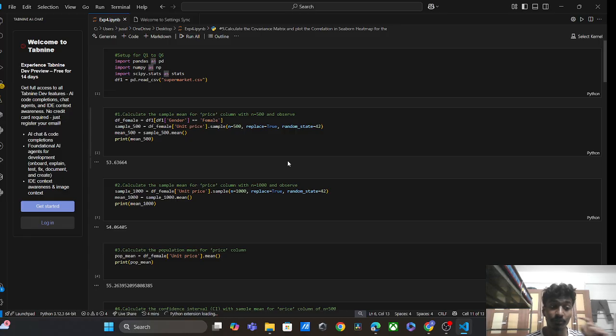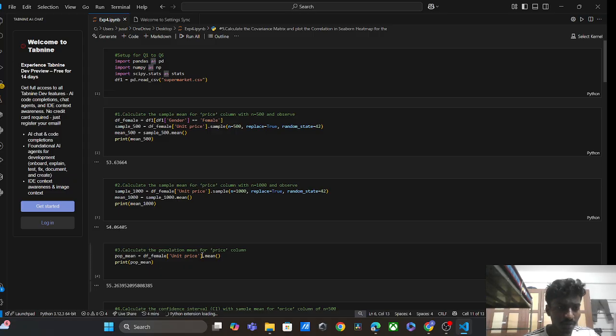First, we take data from the supermarket CSV and filter it for the females. This is the setup for the first two question sets. Then for the first question we will take the CSV and filter it for the females, and for the second one we calculate the sample mean of unit price with 500 samples, and with 1000 samples.